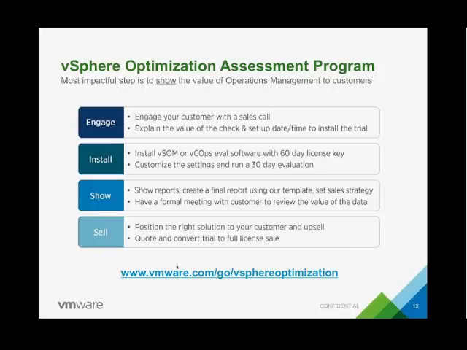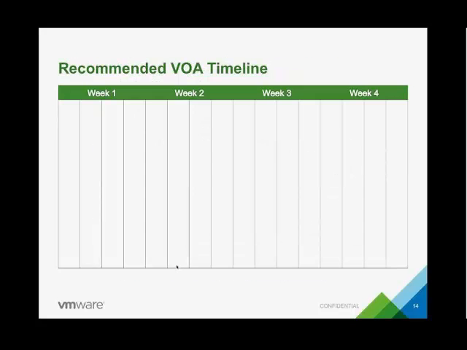And then, of course, the sell stage of the process. We're doing this for all of those reasons I mentioned before, but also because we want to position the right products for the customer. So once we've proven the value with a report, with a demonstration, with a presentation, whatever means that is, we want to position the right solution and sell that to the customer. So engage, install, show, and sell are relatively simple and straightforward steps. What does that look like if we peel the onion back and look a little deeper?